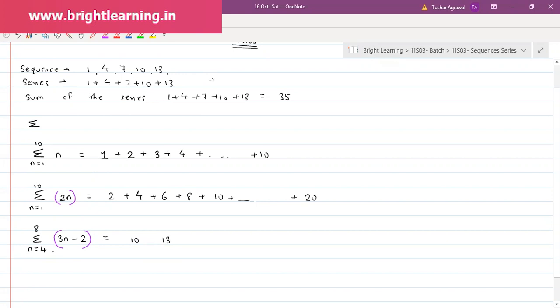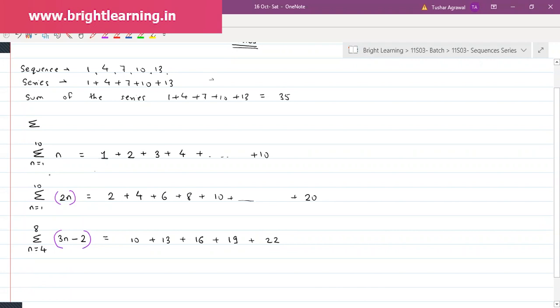N is equal to 6. So 6 3s are 18 minus 2, 16. N is equal to 7. 7 3s are 21, 21 minus 2 is 19. N is equal to 8. 8 3s are 24 minus 2 is 20. Understood how this summation symbol works?